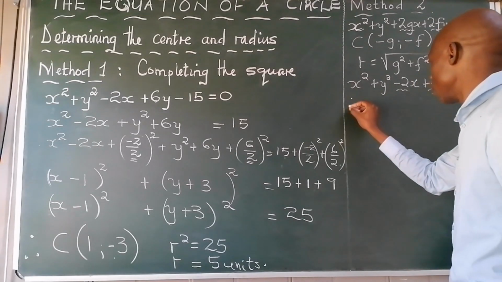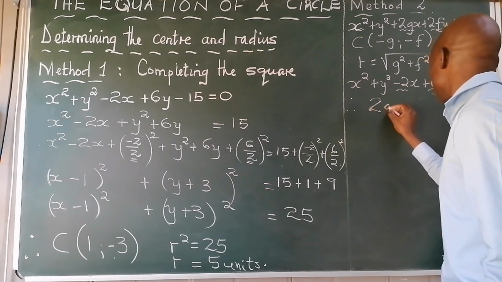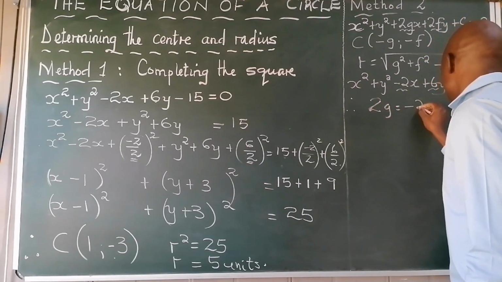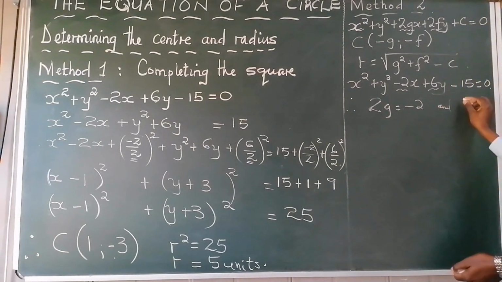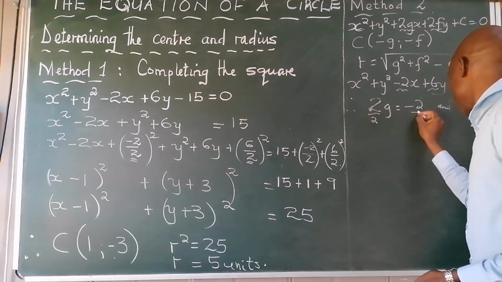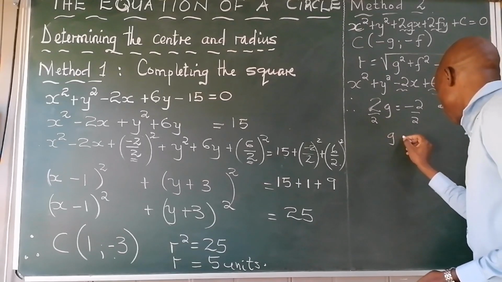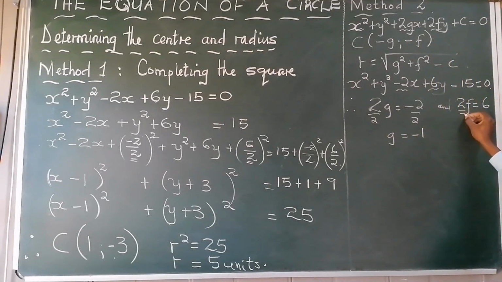So therefore, we are going to write 2g is equal to negative 2, and 2f is equal to 6. Then we divide by 2 here, by 2 here. So your g is equal to negative 1, and then here divide by 2, your f will be equal to 3. Now you are almost done here.